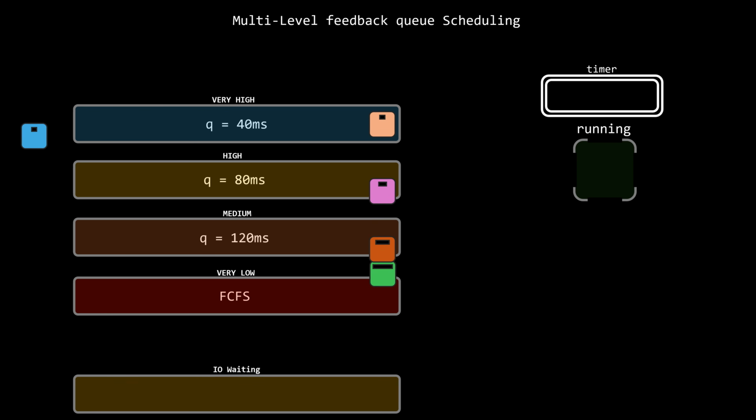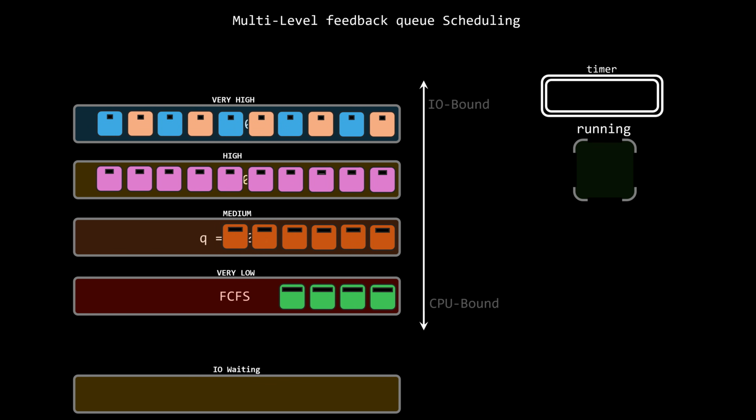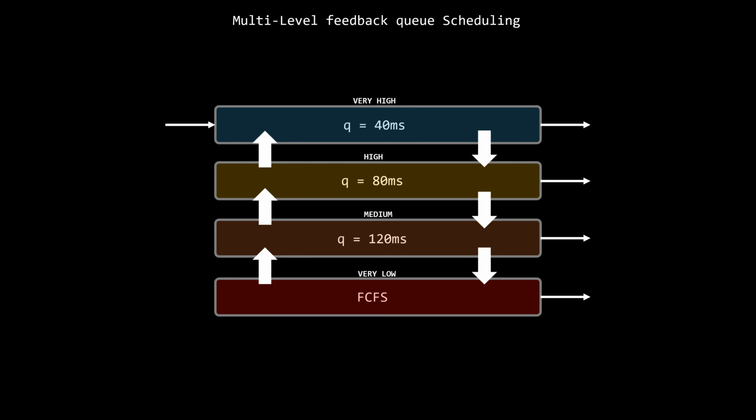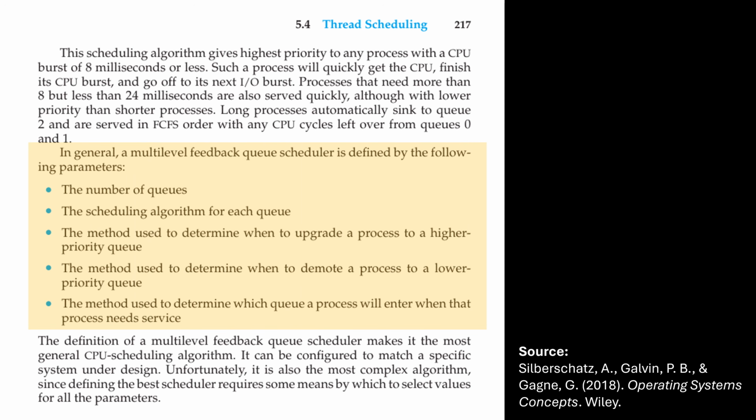Over time, processes that have short CPU bursts will tend to stay in higher priority queues. In contrast, CPU-bound processes will gradually sink to lower priority queues. This is how the system adjusts process priority based on behavior, automatically. Keep in mind that this is just one example of multi-level feedback queue scheduling. It comes in many variations, or as I like to say, all colors and flavors.